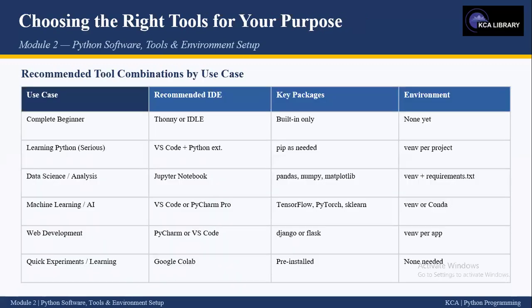Choosing the right tools for your purpose. Recommended tool combination by use case. Your specific use case will dictate your final tool choice. Serious learners and web developers typically pair VS Code or PyCharm with virtual environments. Data scientists will lean toward Jupyter Notebook and libraries like pandas or NumPy. For those conducting quick experiments or needing extra computing power for AI, Google Colab is often the most efficient choice.